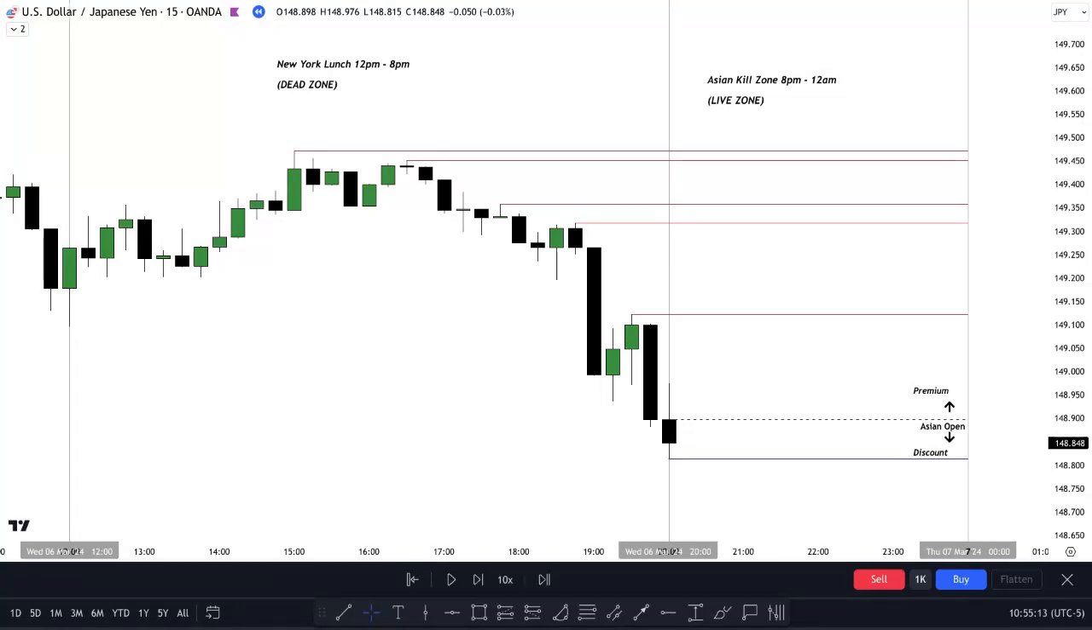This is episode 42 to the Asian Session Library. Once again, the same pair, US dollar versus Japanese yen. We had a successful Asian Session model on Wednesday night, the 6th, March 2024. Let's walk through it together.